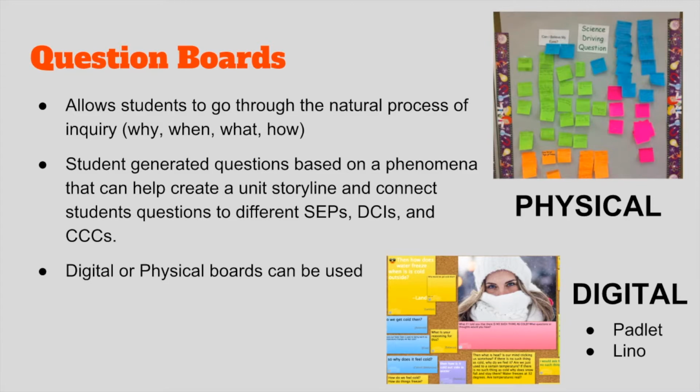There are different ways to create and house question boards. Teachers can use a physical question board where students write their questions on sticky notes or index cards and hang them on a wall. As students collect evidence, they can physically match the evidence to the question it helps answer. Digital question boards, such as Padlet and Lino, give you a platform to collect questions, respond to questions, along with linked pictures, resources, and evidence in a way that does not take up your physical space. Both are equal in value. It is up to personal preference on which method works best for you, your class, and your space.